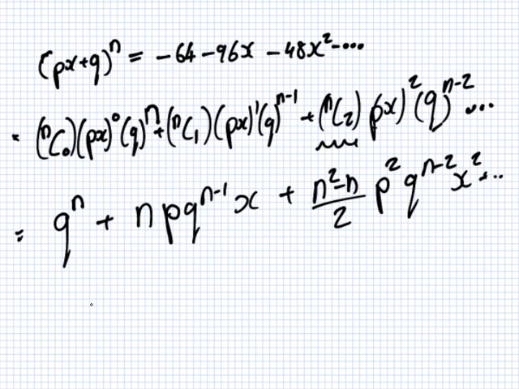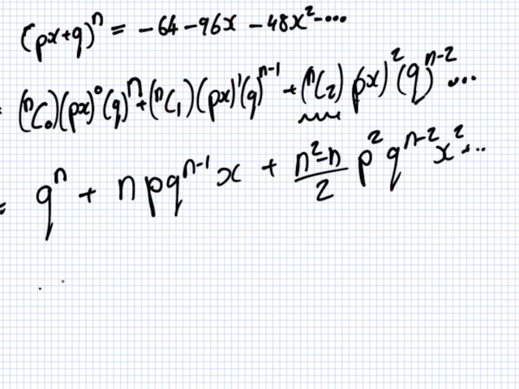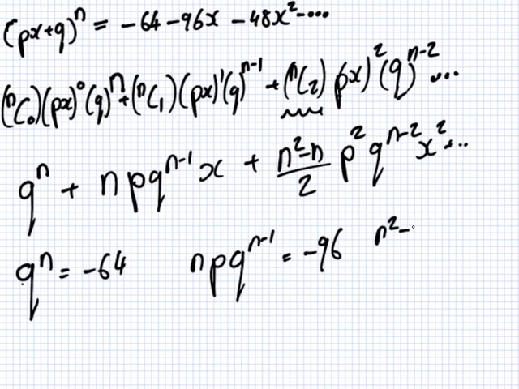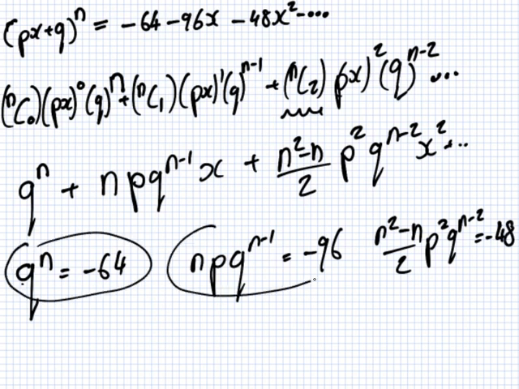Now time to make equations. So firstly, is it okay so far? Or did I make a mistake? No? It's okay? Oh, good for you. Okay, so next, q^n equals minus 64. n p q^(n-1) equals 96. And then n squared minus n over 2 times p^2 q^(n-2) equals minus 48. So you have 1, 2 and 3 equations.